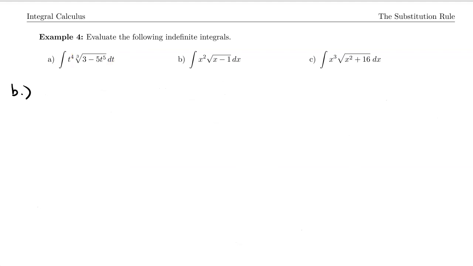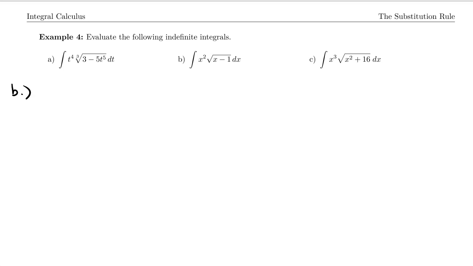For part B, we want to take the indefinite integral of x squared times the square root of x minus 1 dx. Previously, I said that a lot of times we want to make our u value the thing whose derivative appears somewhere within the integral. This example is an exception to that general rule.